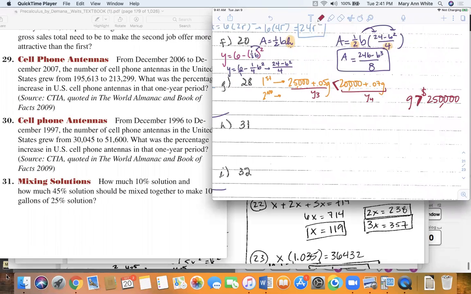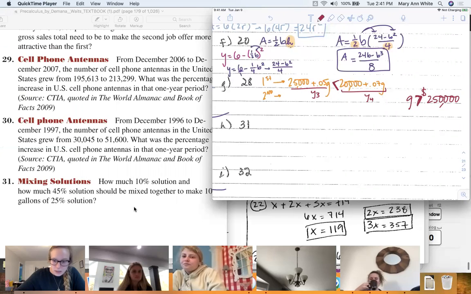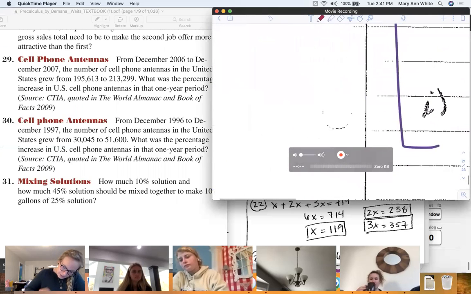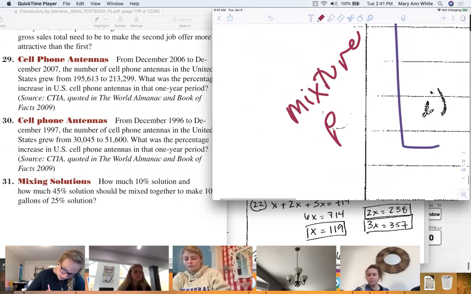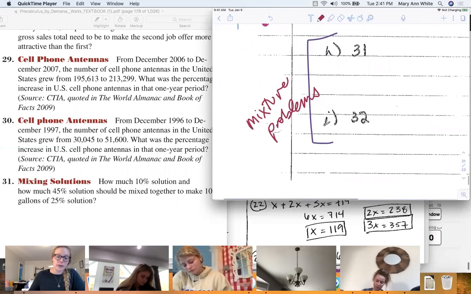These are what we call mixture problems. These are called mixture problems, so I'm going to write that next to this. And these are for sure on the next test we take. They're probably on the final. They're not hard, but we need to respect the process in order to know how to do it.